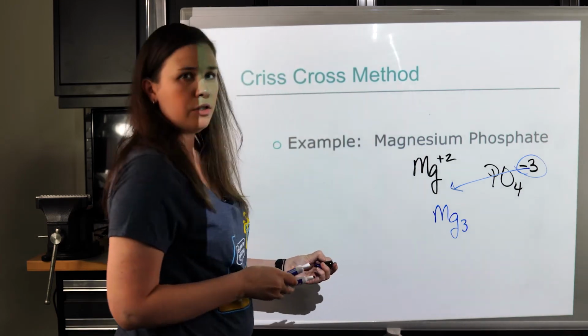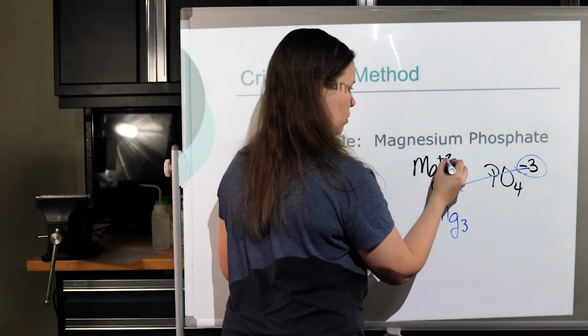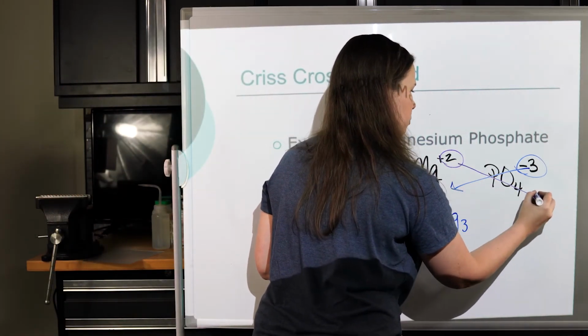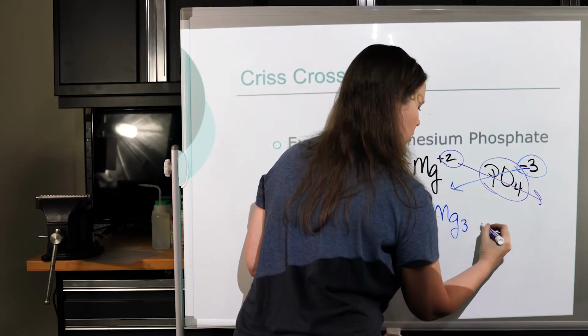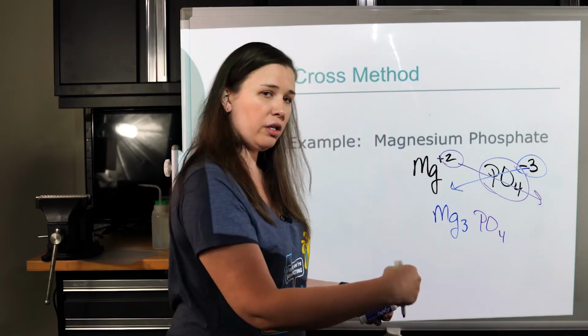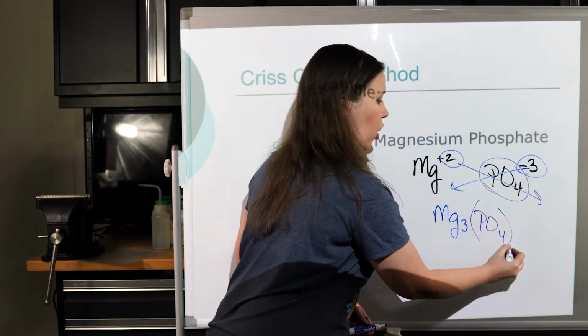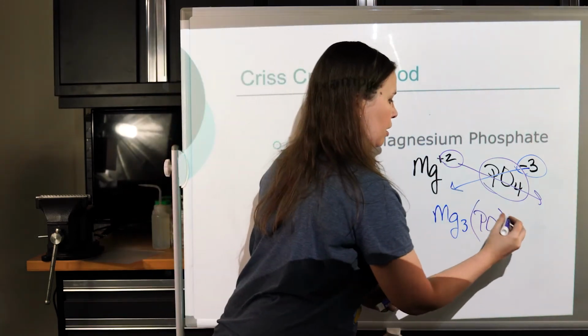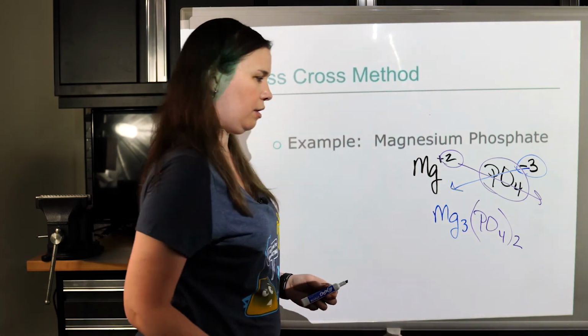Mg3. The tricky part is with the phosphate. The 2 is the subscript for this entire phosphate. So you're going to write your PO4, and the 4 is part of the phosphate. I'm going to put that whole thing in parentheses, and then put the 2 on the outside there.